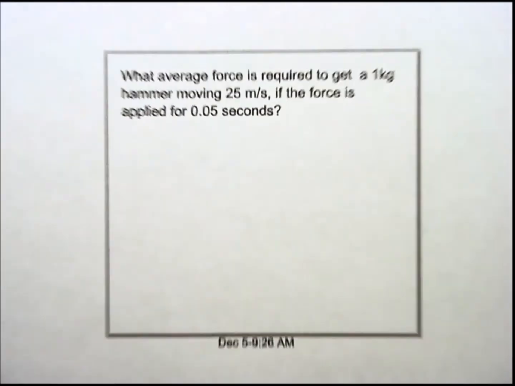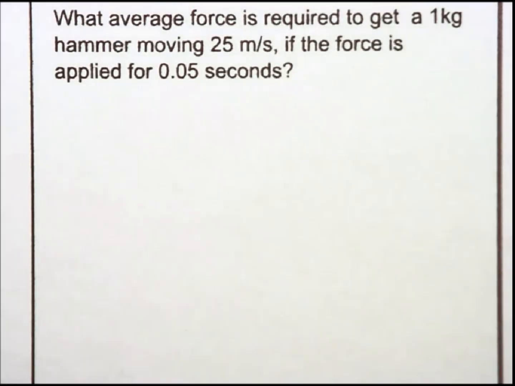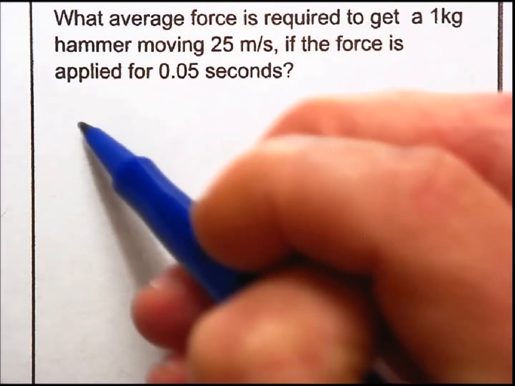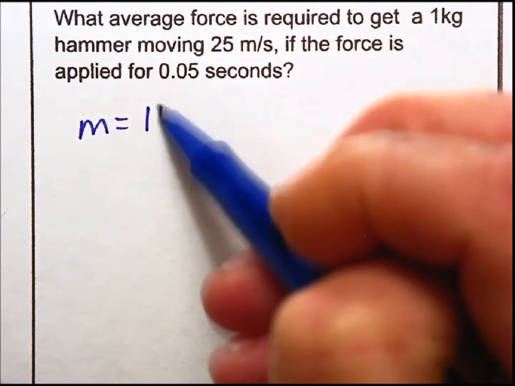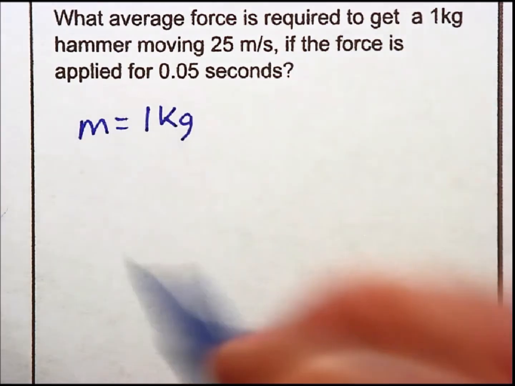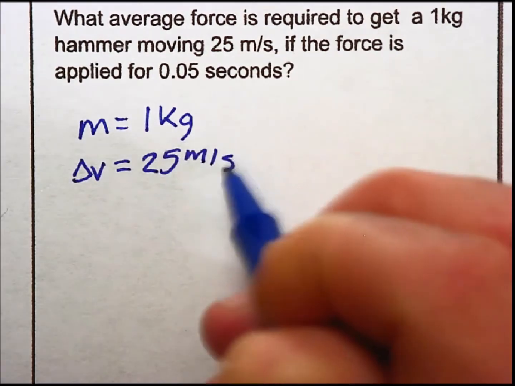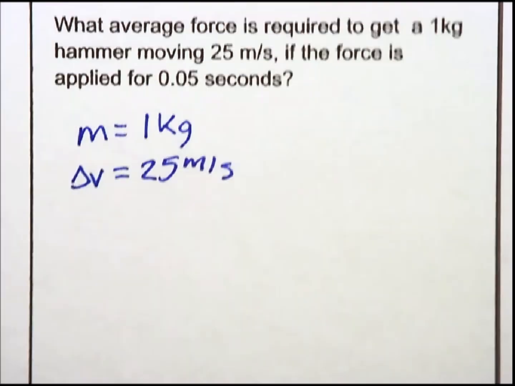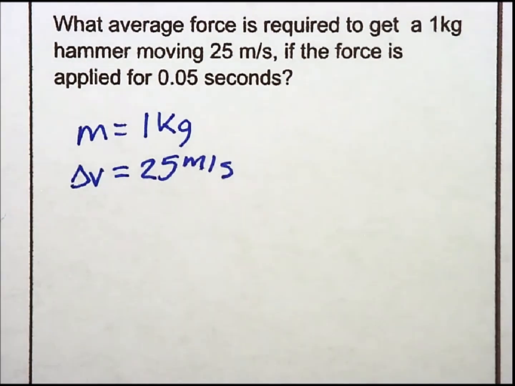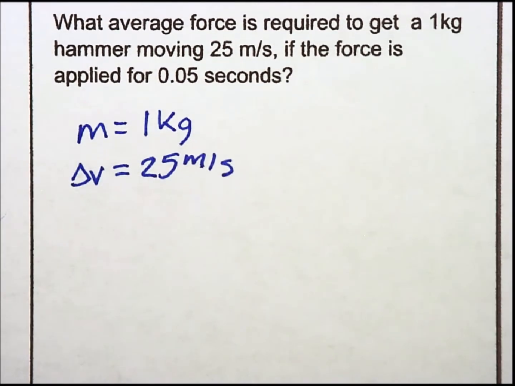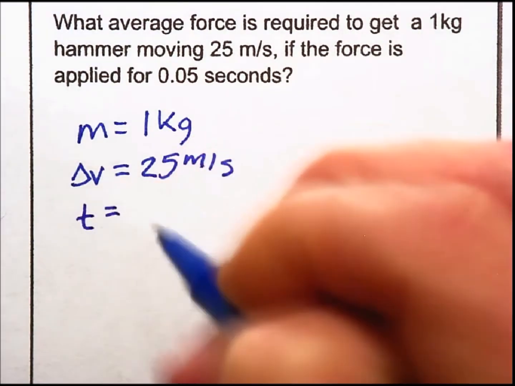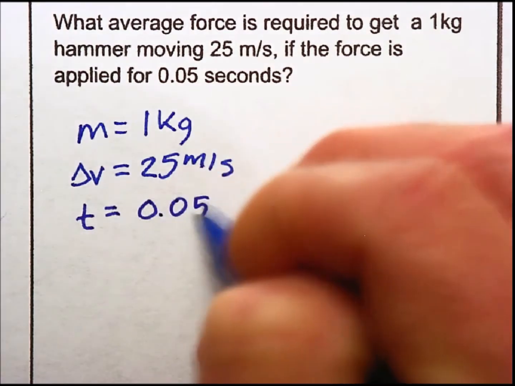I'm going to zoom in on this a little bit closer and do the work right down below here. So realize that the numbers that we have given in this problem, we know what the mass of the hammer is. It's 1 kilogram. We know that the change in velocity of the hammer is going to be 25 meters per second. Understand that the hammer is going to start off with an initial velocity of 0. It's going to end up with a final velocity of 25 meters per second. So the change in velocity is 25 meters per second. The time that it will take to do this is 0.05 seconds.